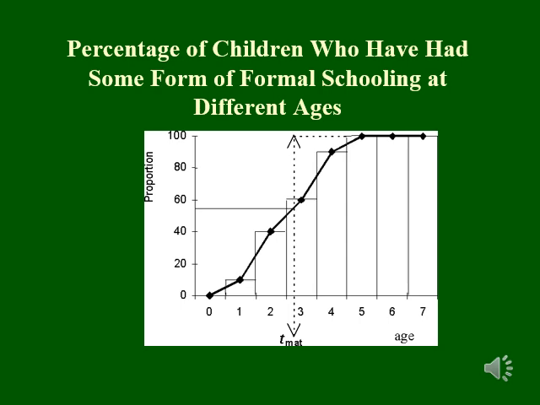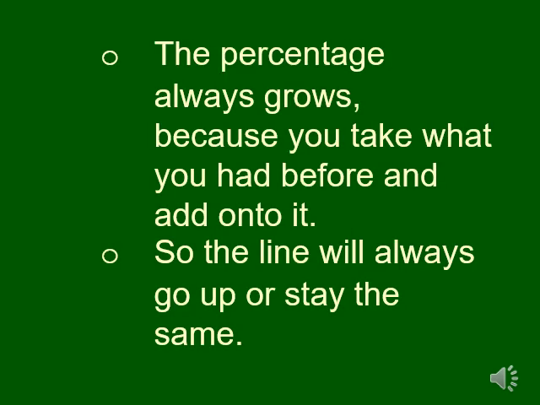This only goes up as we go from left to right. That's because once you've been to school, you've been to school. And you're not going to go off that graph. It's just going to add to what was there before. So the percentage always grows because you always add on to what was already there. And when you get to the top, typically the line will level out because you're getting close to 100%.